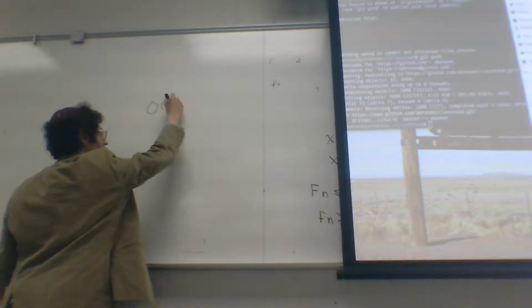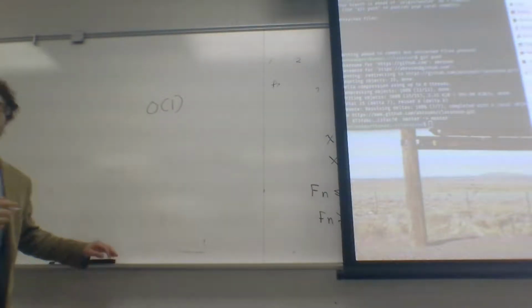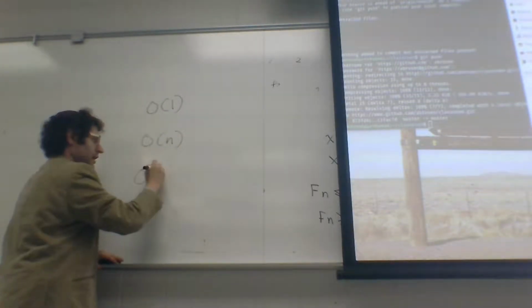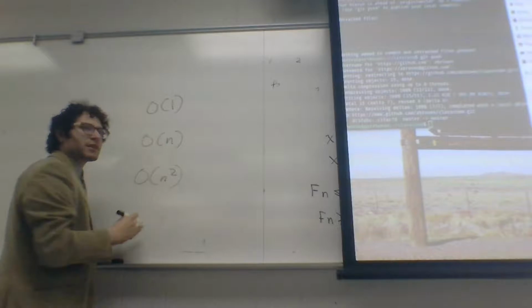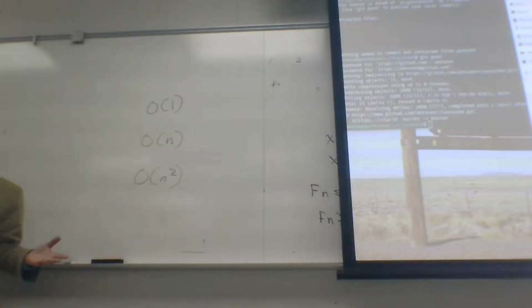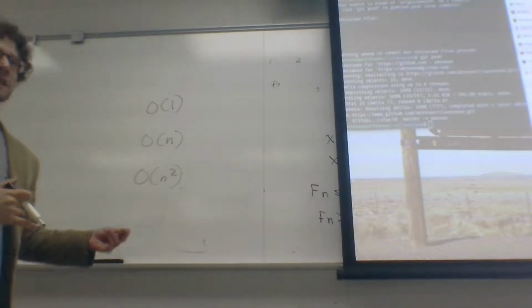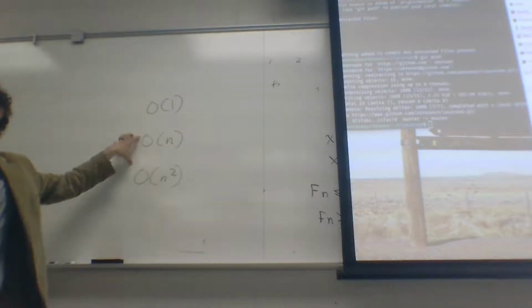big O notation we're going to use to describe our runtimes are O of 1, O of n, and O of n squared. What does O mean? It means kind of like order of magnitude, essentially. In mathematical parlance, it means this is the worst case scenario. It's going to be no worse than this.